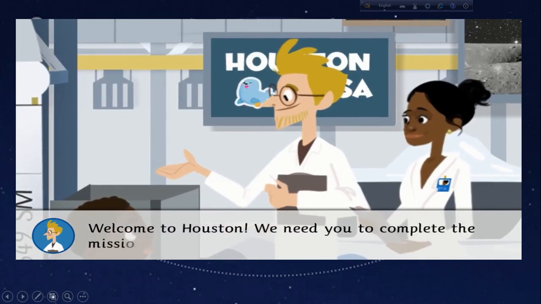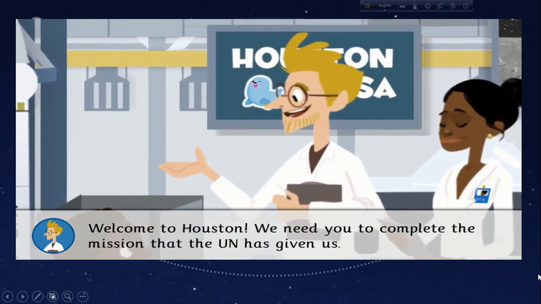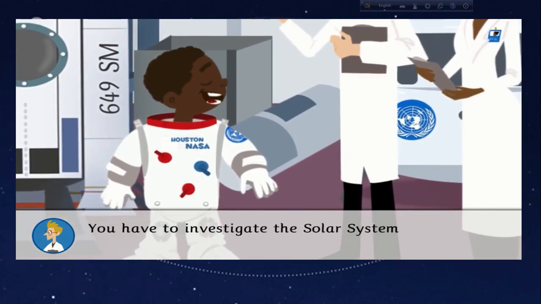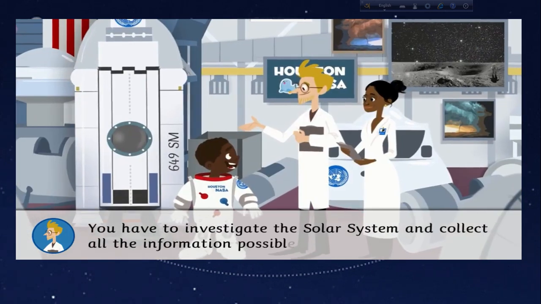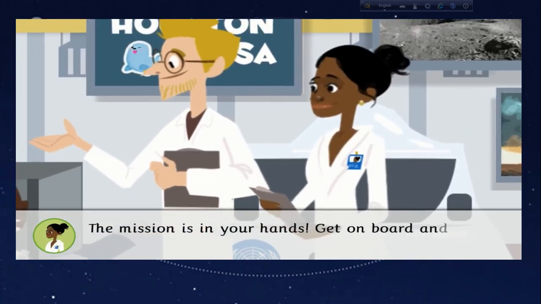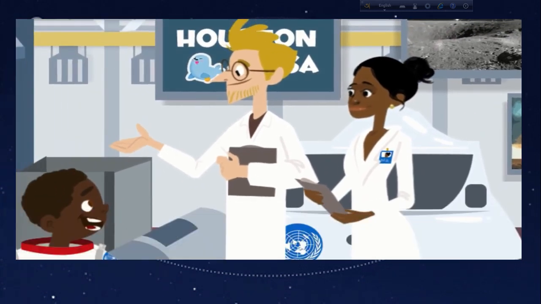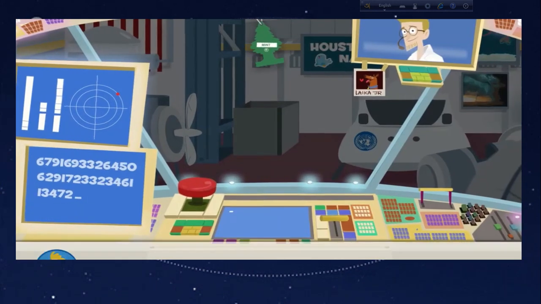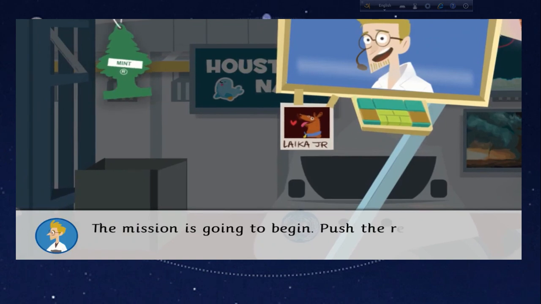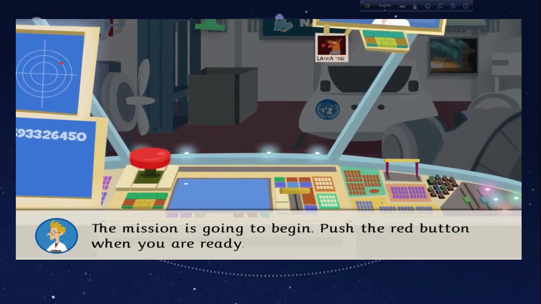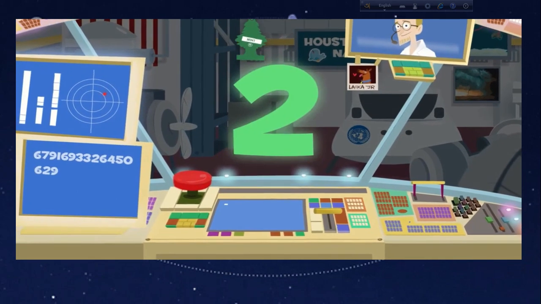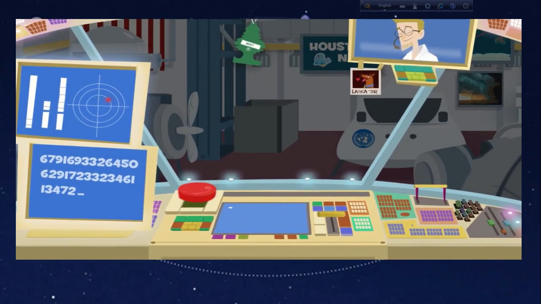We need you to complete the mission that the UN has given us. Are you up for it? You have to investigate the solar system and collect all the information possible. The mission is in your hands. Get on board and take off. The mission is going to begin. Push the red button when you're ready. Have a good trip. 5, 4, 3, 2, 1.